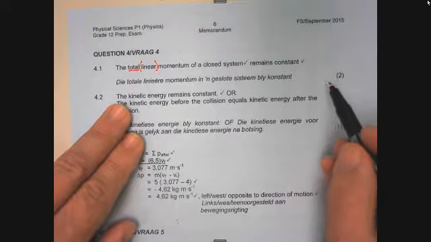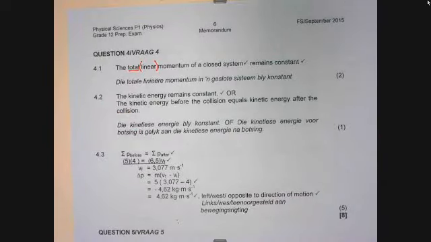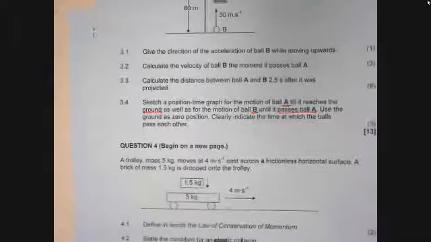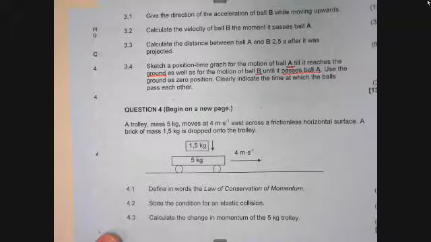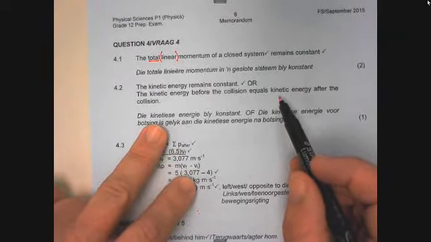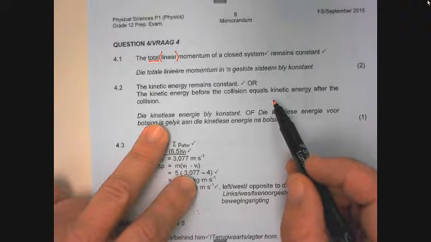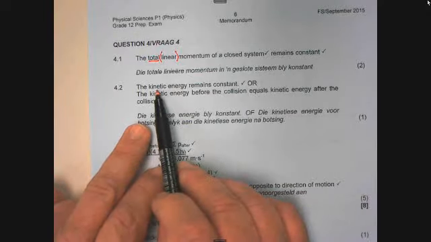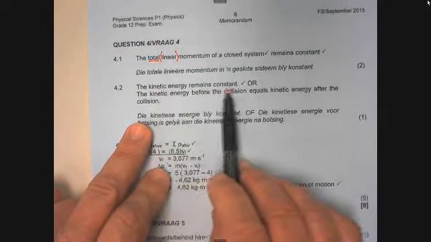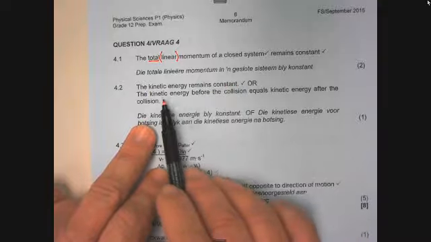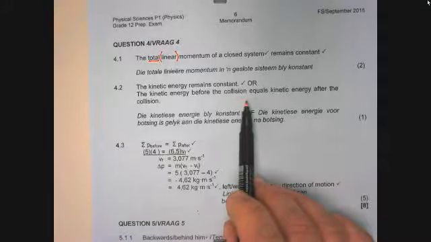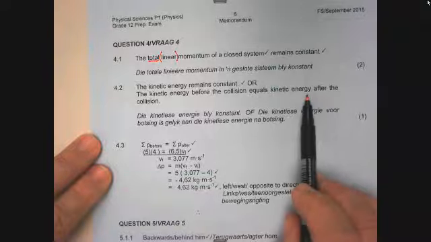Right. Then the next question: state the condition for an elastic collision. Now we know that in any type of collision, momentum is conserved. So to distinguish elastic collision from an inelastic collision, you must refer to the kinetic energy, and the kinetic energy must remain constant in an elastic collision. Or the learner can state that the kinetic energy before the collision must equal the kinetic energy after the collision. Right, that is then the condition for elastic collision.